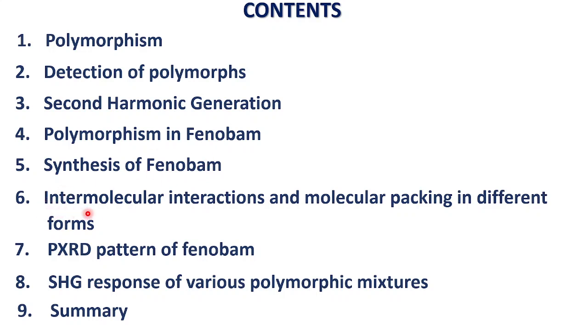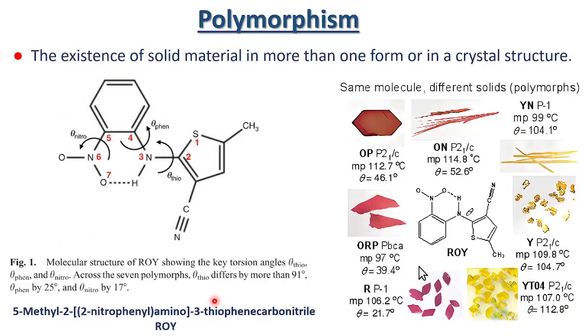Then the sixth one, intermolecular interactions and molecular packing in different forms. Then the seventh topic, we will be discussing the PXRD pattern of Phenobam, how to detect the polymorphs of Phenobam. Is it possible to detect using PXRD? That we will discuss in the upcoming slides. Then the next, second harmonic generation response of various polymorphic mixtures. And the last one, summary.